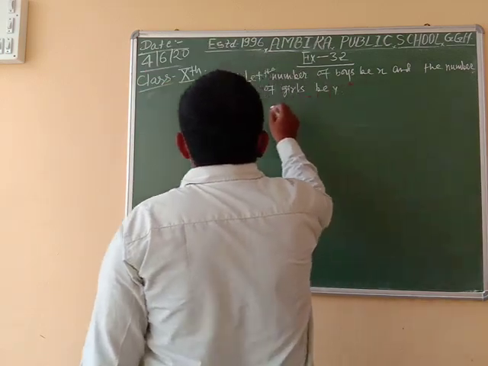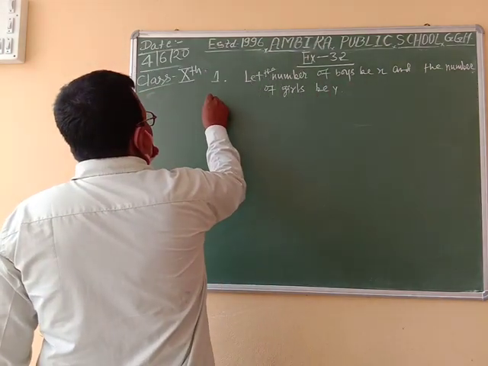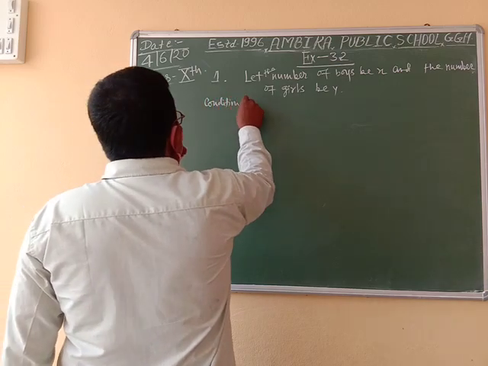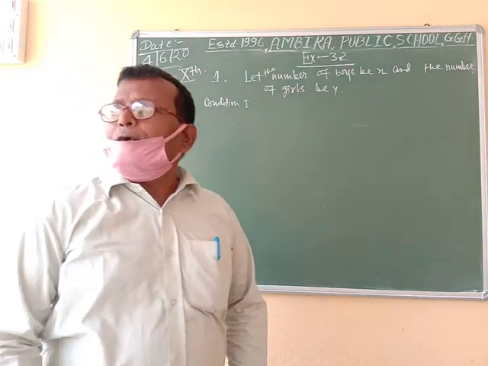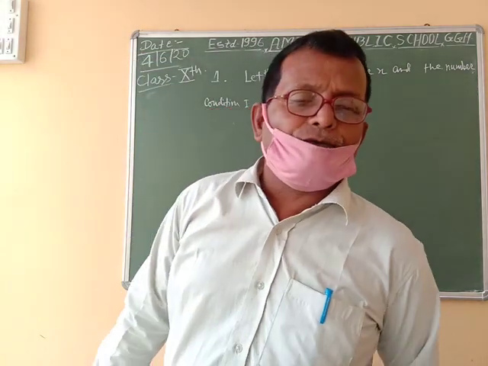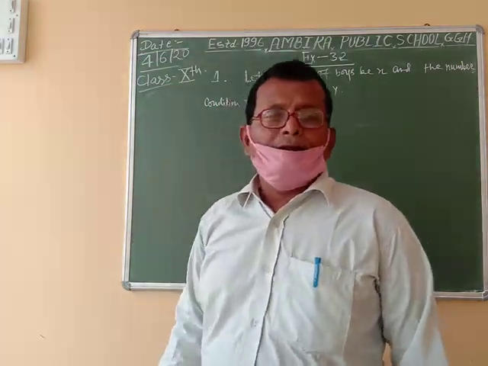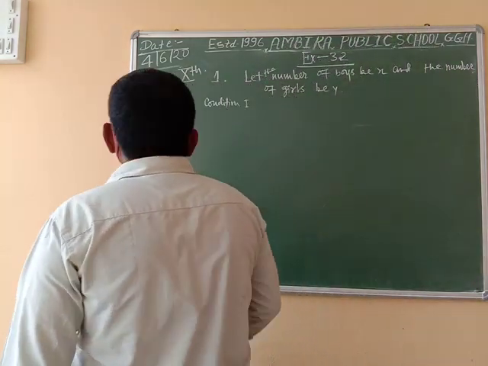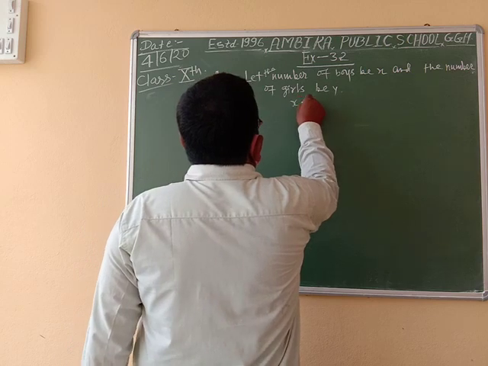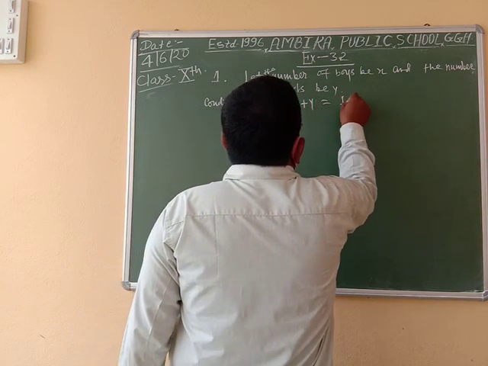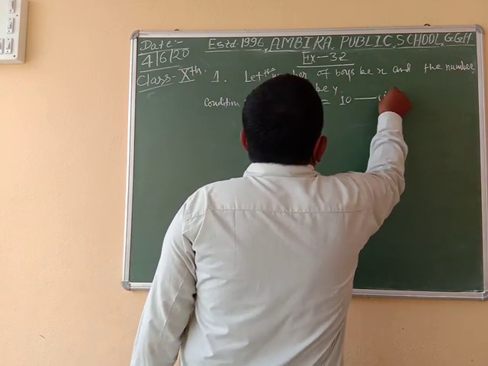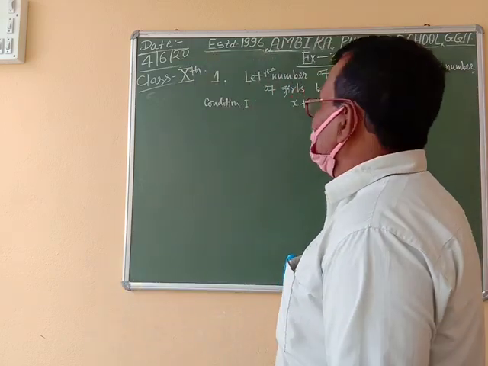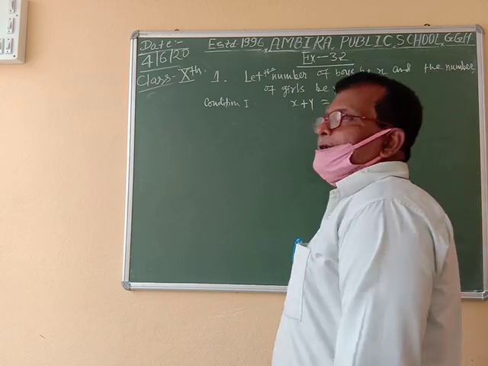Then according to the first condition, the total number of students in class 10 is 10, so we can write x plus y is equal to 10. Number of boys and number of girls total is equal to 10.